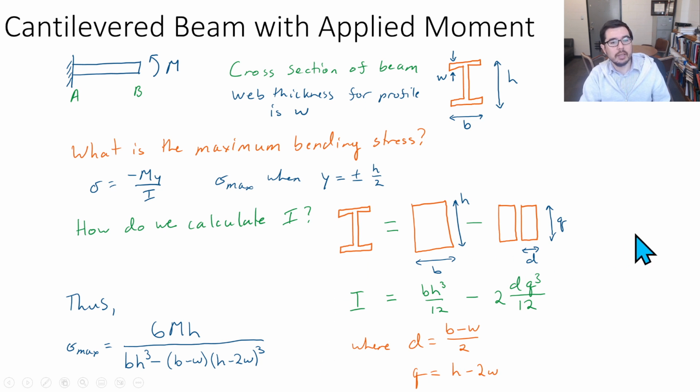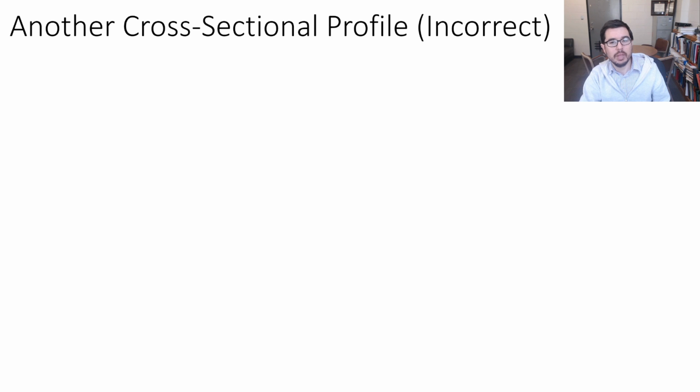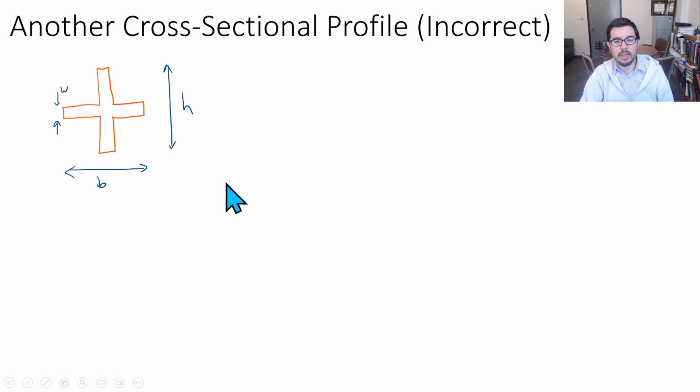Let's look at another cross-sectional profile. And I have said before, you have to be very careful about whether the centroid is on the neutral axis or not. Let's look at decomposing this plus sign. And we have geometry: the whole thing has height h, the whole thing has width b, and we'll say that the web thickness, or these sections, have this thickness w.